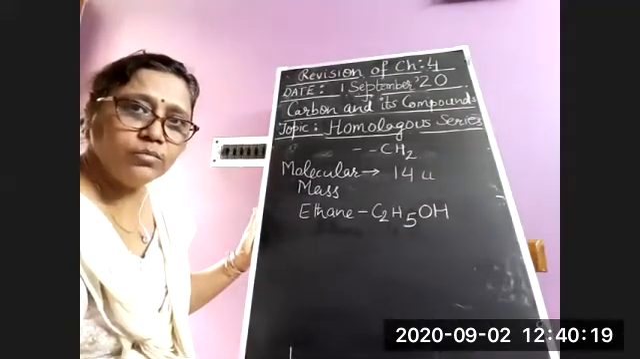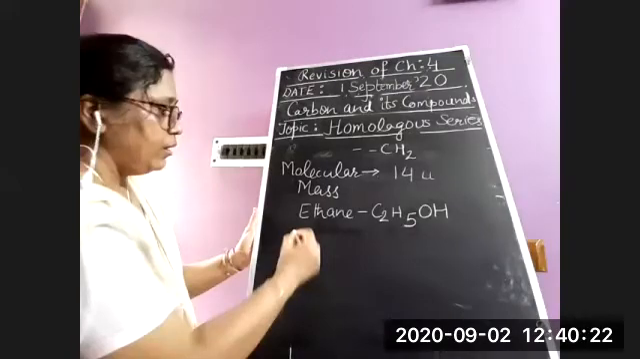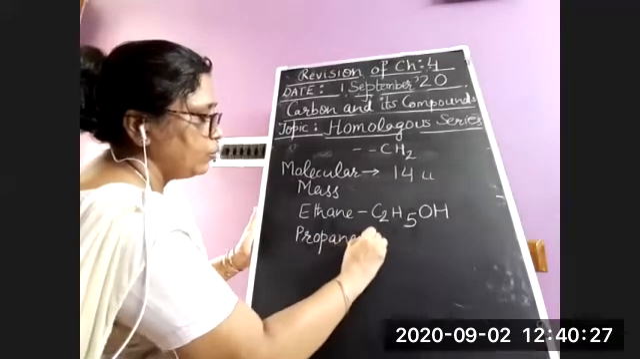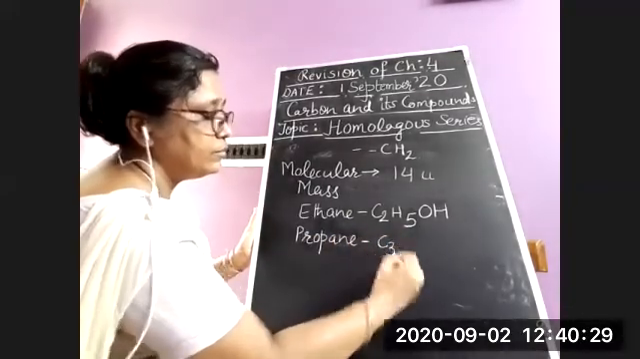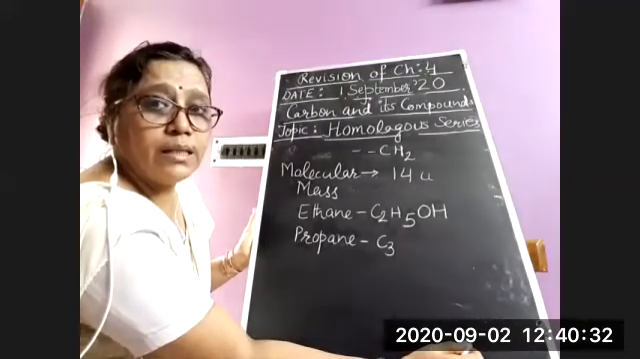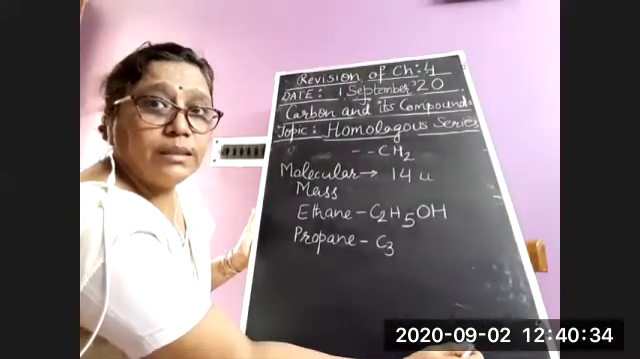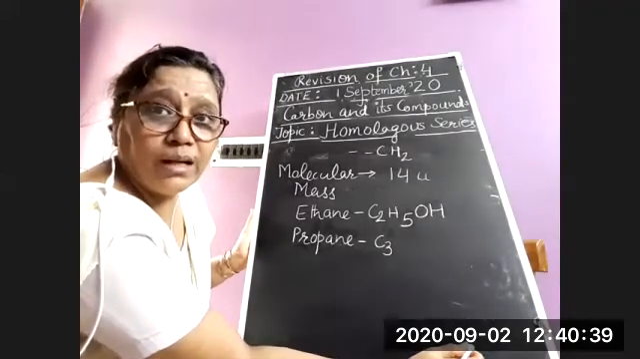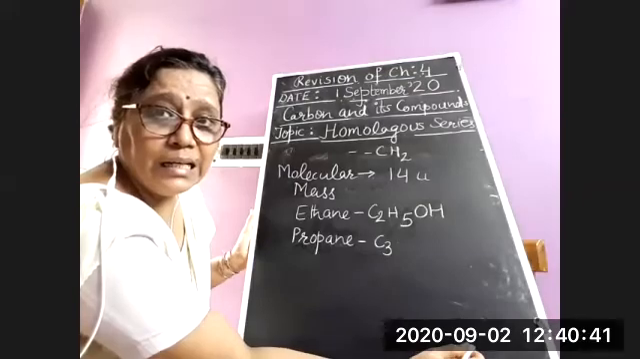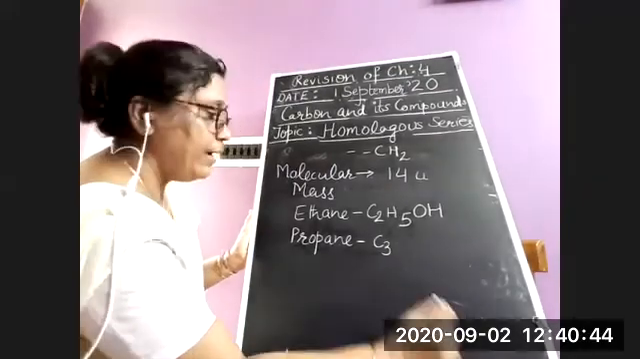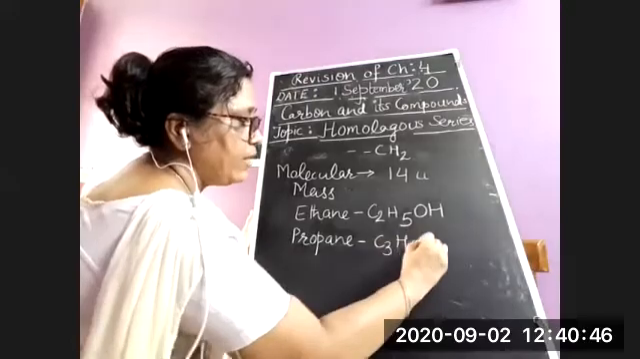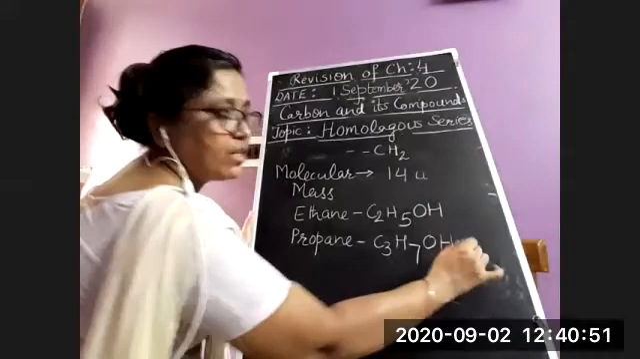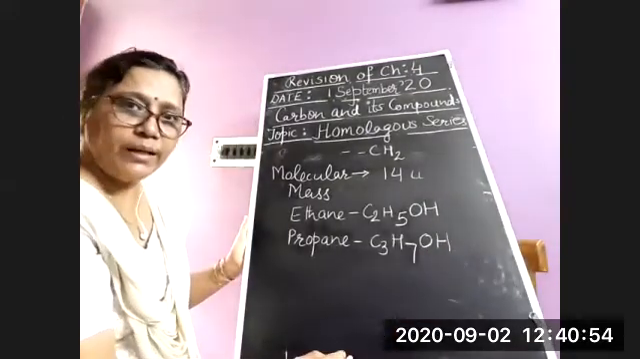Now suppose I have propane. Propane formula is C3H8. C3 alkane, C3H8, common formula CnH2n+2, right? So C3H8, if I remove one hydrogen, it replaces, and an addition of OH takes place here, right?